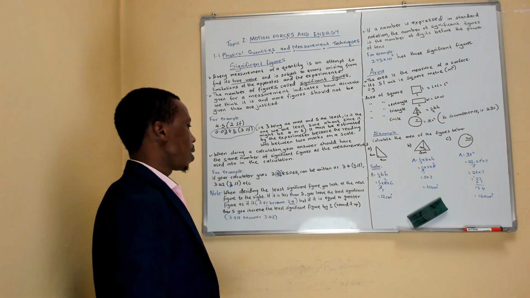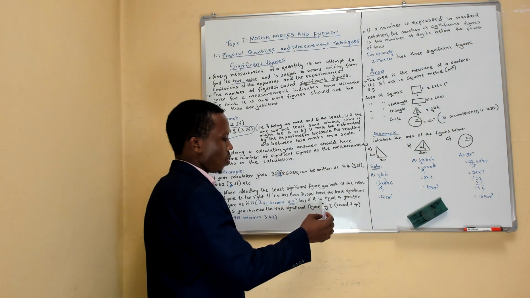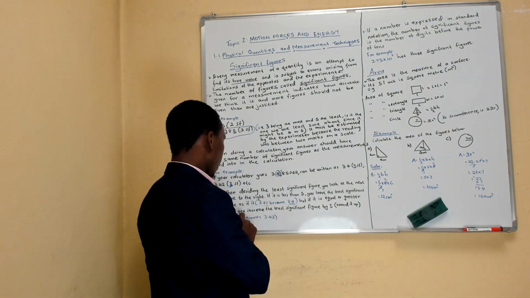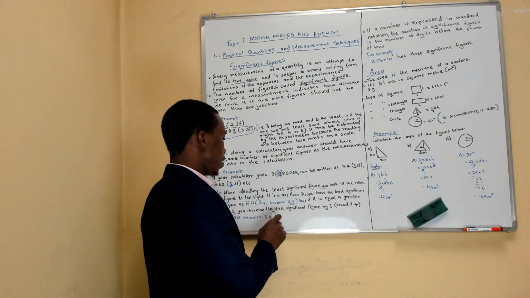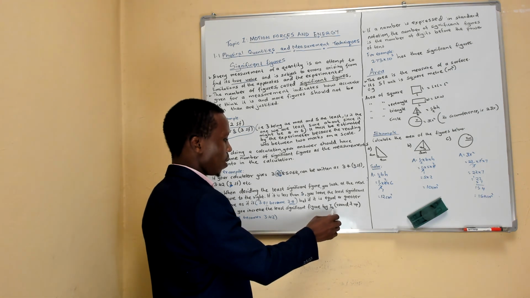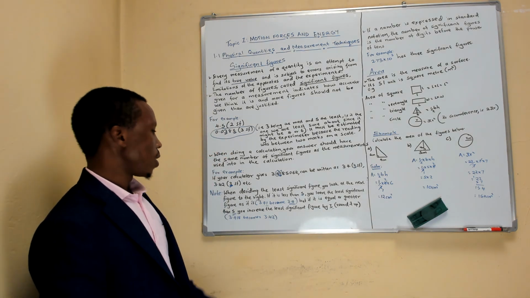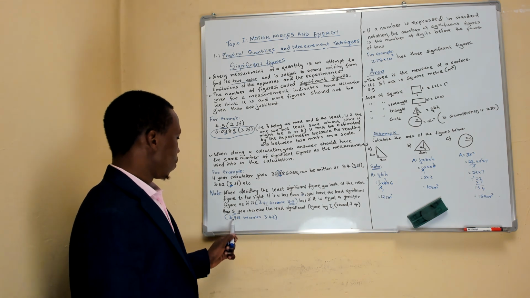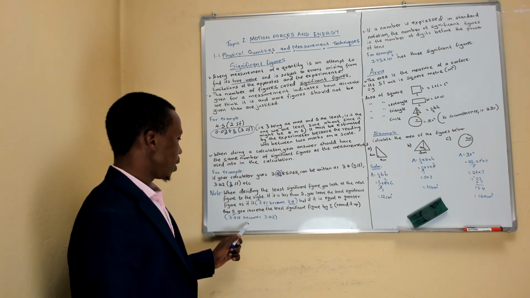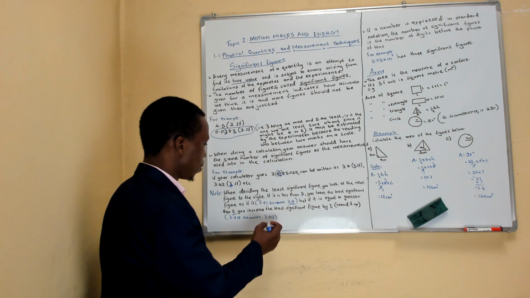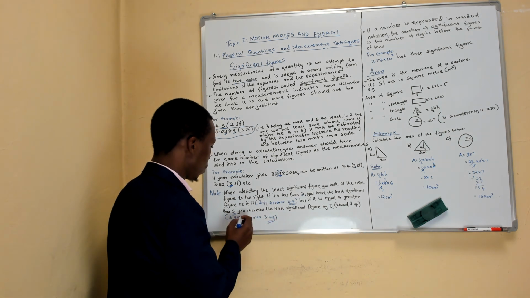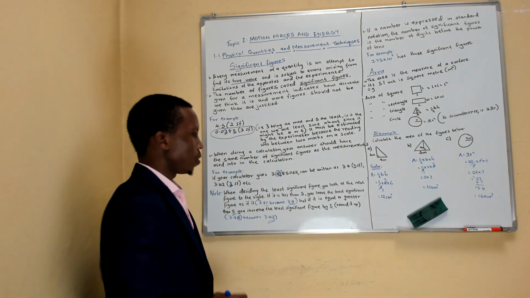Therefore 3.41 is just 3.4. But if it is equal to or greater than 5, you increase the least significant figure by 1. So then you can round up. For 3.418, it becomes 3.42. So I'm rounding up, increasing the 1 by 1.